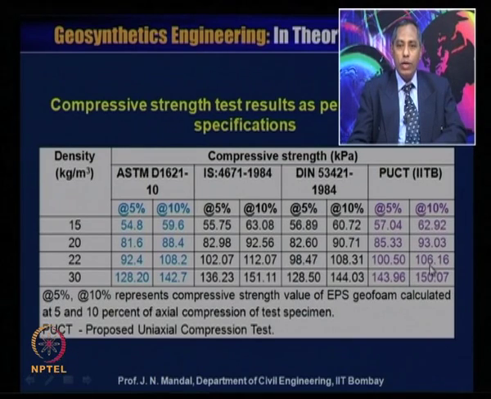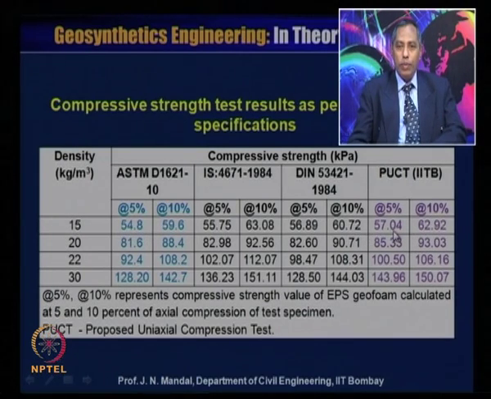When density is 22 kg per meter cube, at 10% the compressive strength value is 106.16, and when the density is 30 kg per meter cube, at 10% it is 150.07. Now if you compare with the ASTM and the proposed uniaxial compressive strength, you can see the variation in the result.